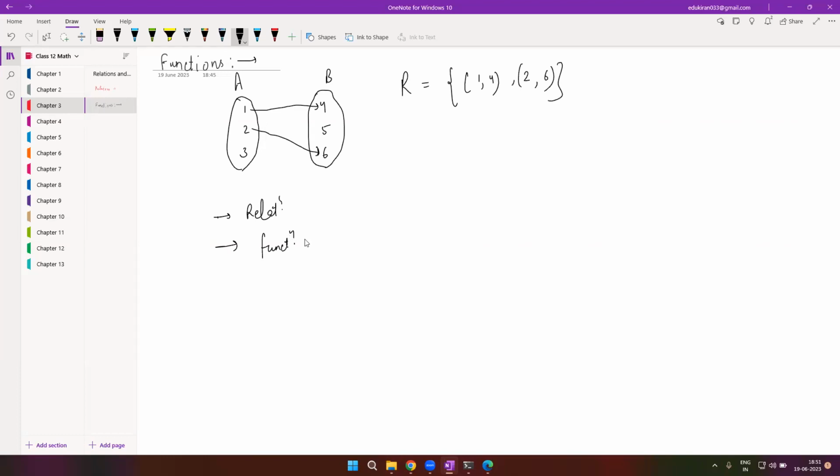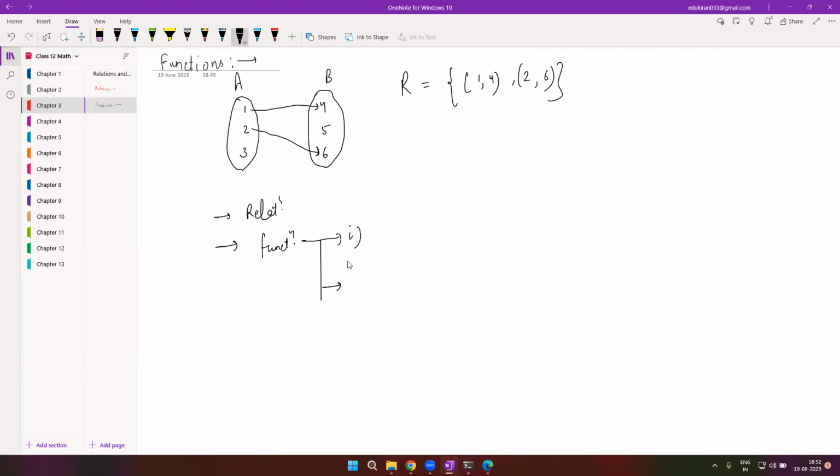So function has some special or specific criteria. Function basically has two rules. It will focus on these two rules. If your conditions, or if these two sets, input and output set, are following these two conditions, then your relation is said to be function. Otherwise, it is just a relation, right? So whenever we connect two sets, there is a relation between them. Now we will check whether that relation can be called function or not. How will we check? We have two conditions.